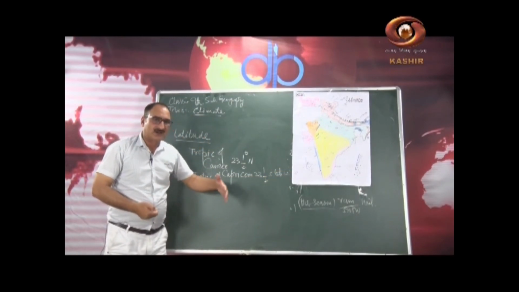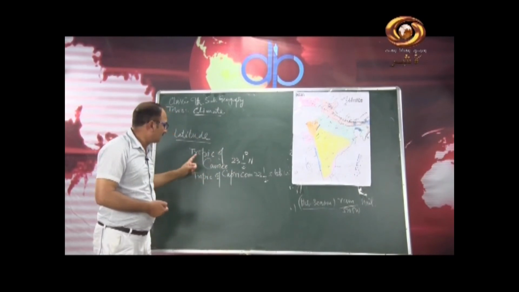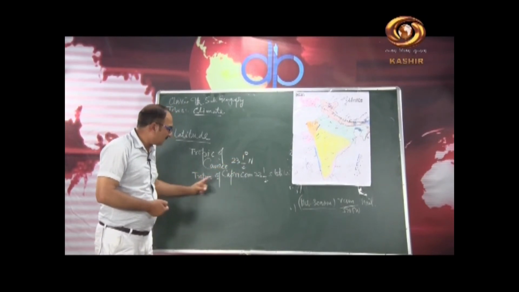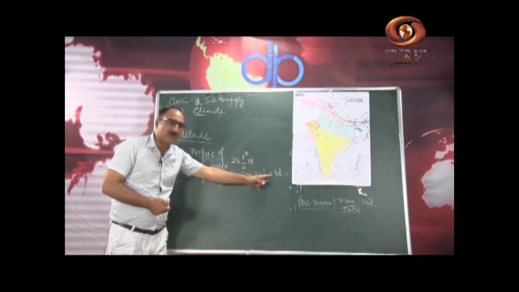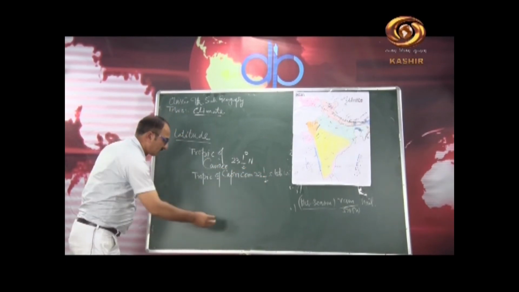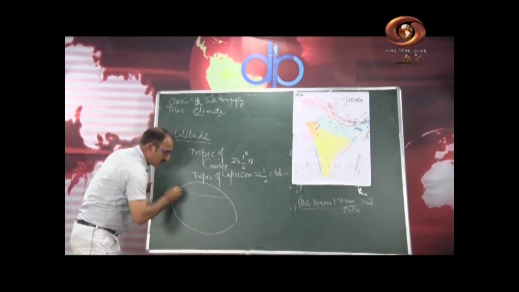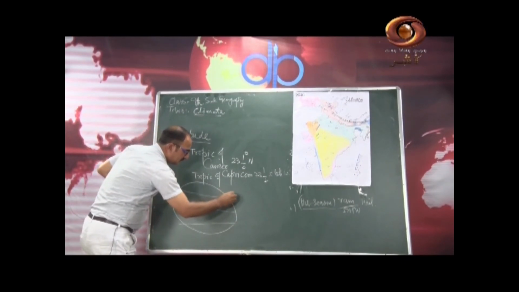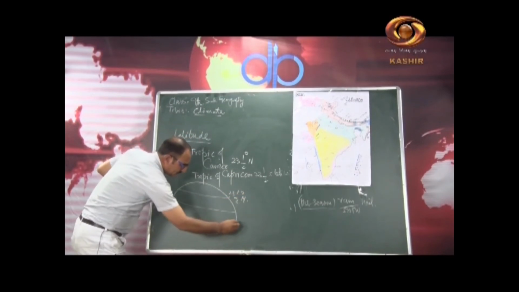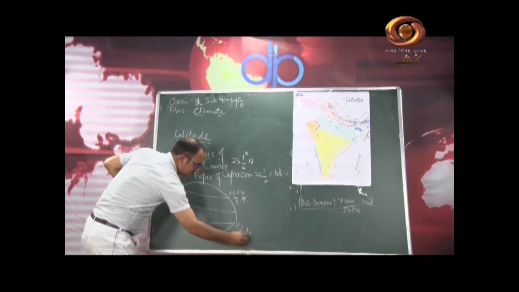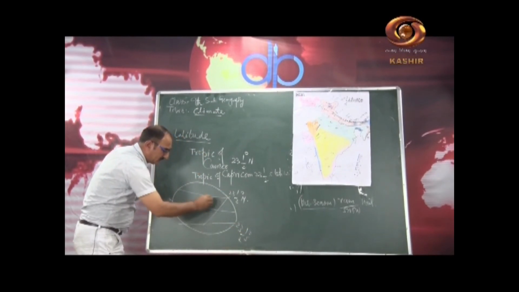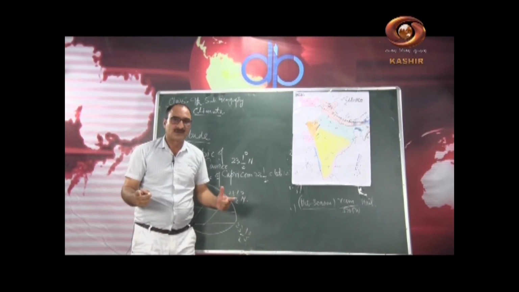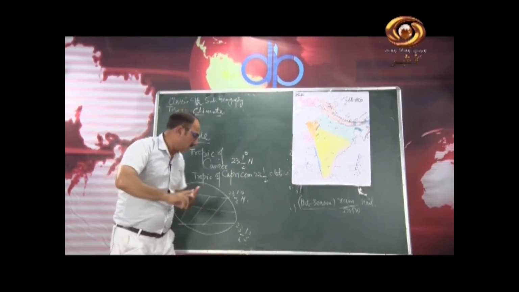So, there are 180 latitudes, 90 in the north and 90 in the south. The most important latitude, the Tropic of Cancer, is 23.5 degrees north latitude, and the Tropic of Capricorn is 23.5 south latitude. Suppose this is the earth, this is the equator, this is 23.5 north latitude, and this is 23.5 south latitude. Between those two important tropics is called the torrid zone, the hot zone. There is no winter between these two tropics.